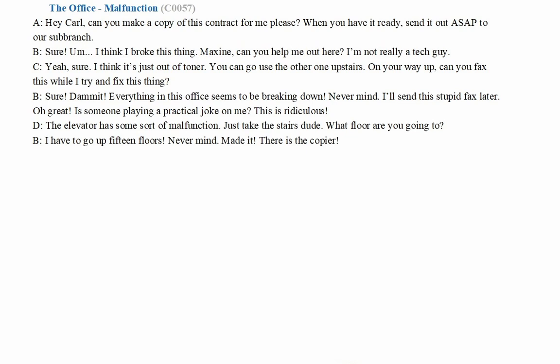We have a lesson that's talking about something that goes wrong in the office. Yes, something that I can really understand well, but we'll talk about that later. So this lesson is about a photocopier. So let's take a look at this word in vocabulary preview.